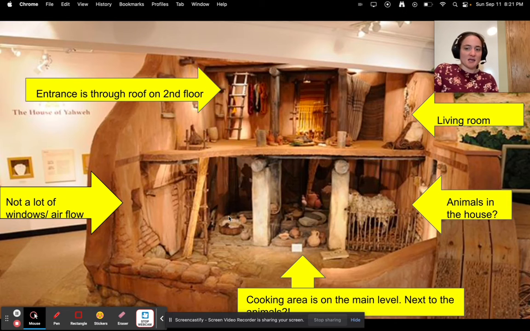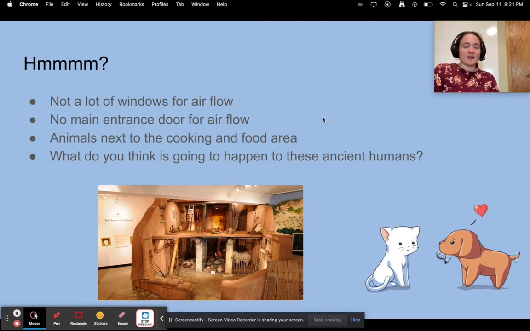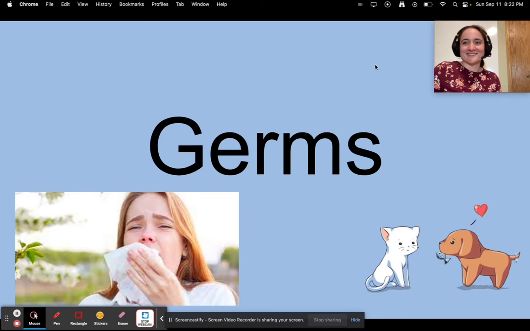Very nice. So, there's not a lot of windows for airflow. There's no main entrance, really, besides the roof thing for airflow. The animals are next to the cooking and the food area. So, what do you think is going to happen to these ancient humans? Germs. Germs happen. It's fun.